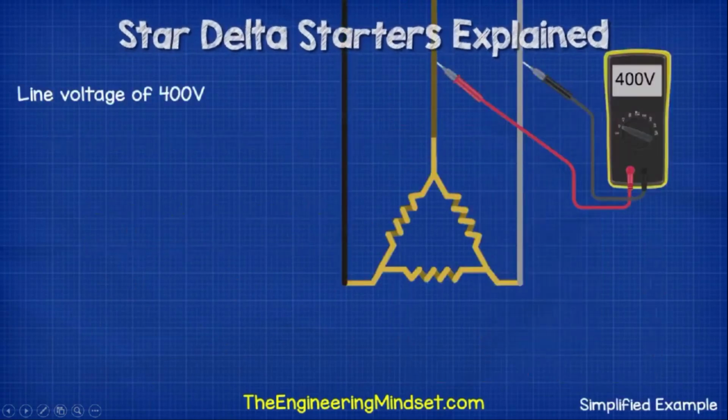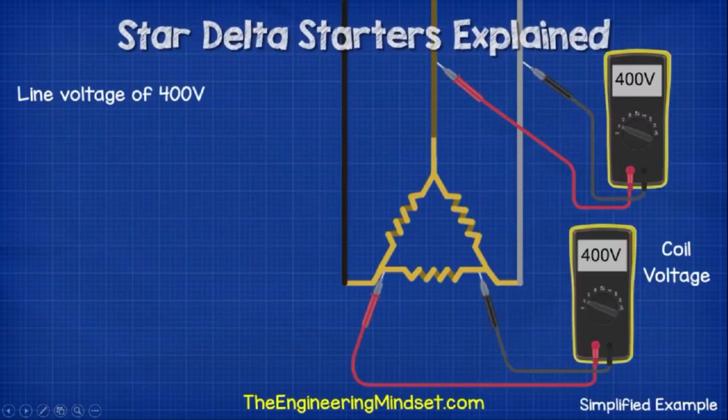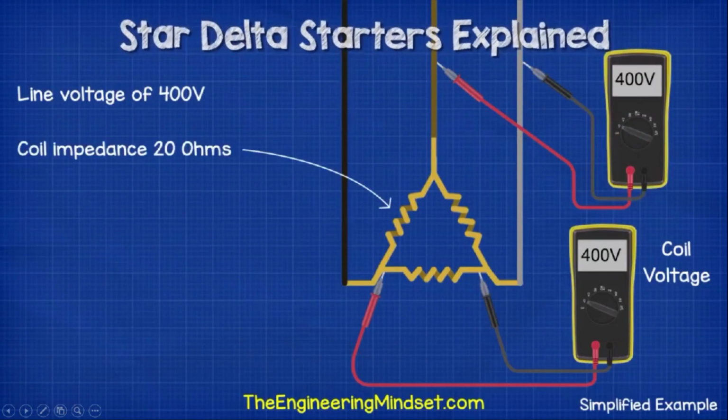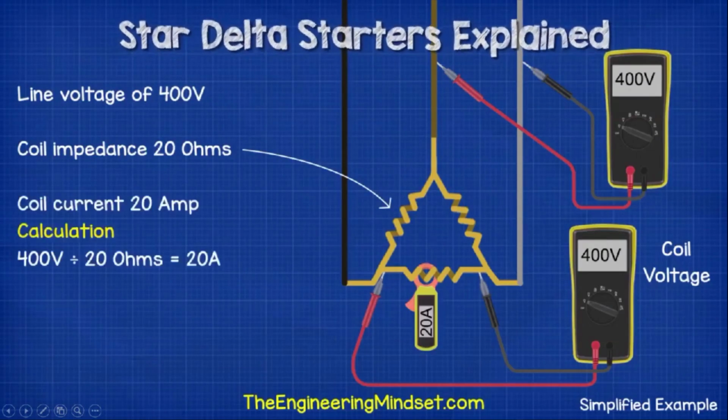Now if we measure across the 2 ends of a coil, we again measure the line-to-line voltage of 400 volts. Let's say each coil has a resistance or impedance, as this is AC power, of 20 ohms. That means we will get a current reading on the coil of 20 amps. We can calculate that from 400 volts divided by 20 ohms, which equals 20 amps.